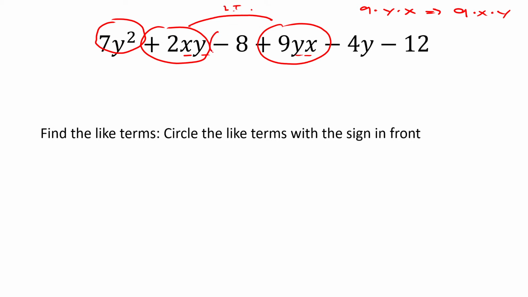Now let's move on to minus 8. Is there any other constant number? Yes, it's minus 12. So we also combine those two numbers together. I mean, those two are also like terms. Now how about minus 4y? Is it a like term with any other terms? No. So those are the two sets of like terms we have.